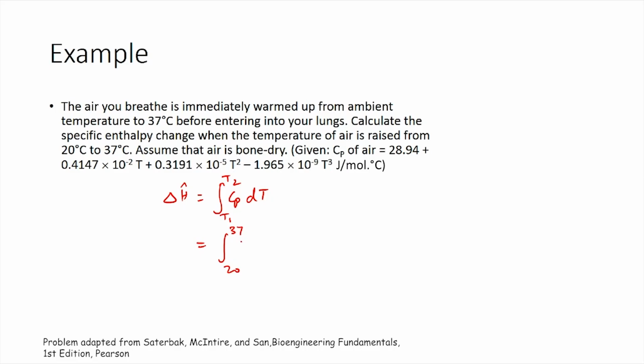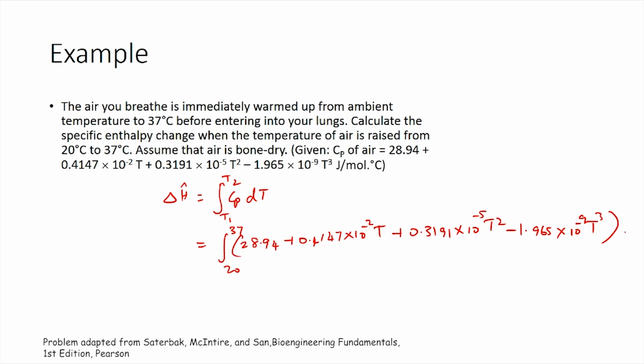We have been given the Cp value as 28.94 plus 0.4147 times 10 power minus 2 T plus 0.3191 times 10 power minus 5 T squared minus 1.965 times 10 power minus 9 T cubed times dT. By performing this integration and applying the limits, we will be able to calculate delta H cap as 494 joules per mole. So, with this calculation, we have come to an understanding of how to calculate specific enthalpy change for a system.